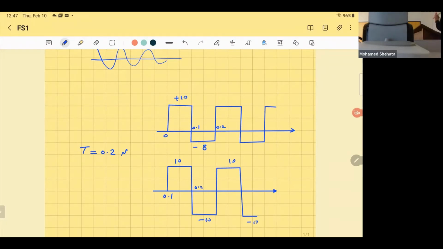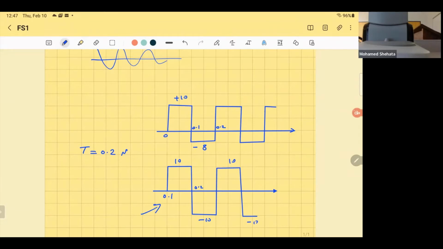What does it mean, DC component? When you look at the one at the bottom here, what is the DC component? 0. Because the DC component means the average. So the average of this signal is 0, because the positive area is equal to the negative area. So this signal has a 0 average value, which means it doesn't have a DC component.